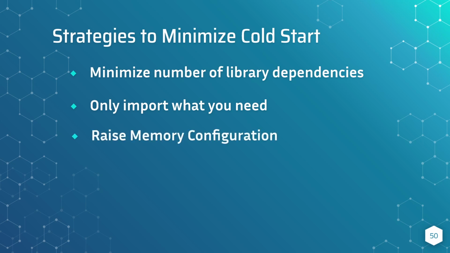Now, the next one is to raise your memory configuration. The reason this works is because raising your memory configuration is the primary lever that you have, really, not only to improve your memory, but it turns out that raising your memory configuration also increases the type of machine that you're provisioning behind the scenes and the CPU power of that machine. So if you raise your memory configuration, part of the bottleneck of the cold start is loading all of your dependencies and executing everything from your initialization step. That is normally CPU bound. So if you raise your memory configuration, you're going to have a better CPU that can chug through this a lot faster and therefore minimize your cold start.